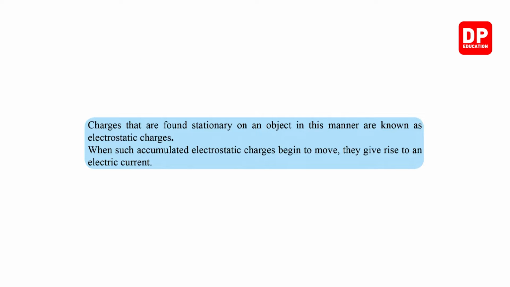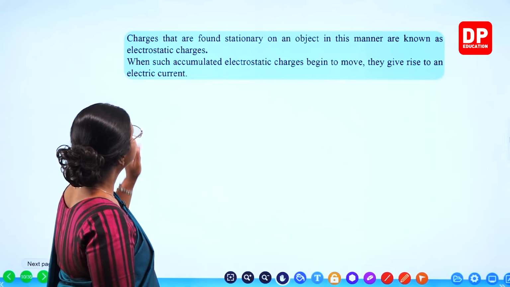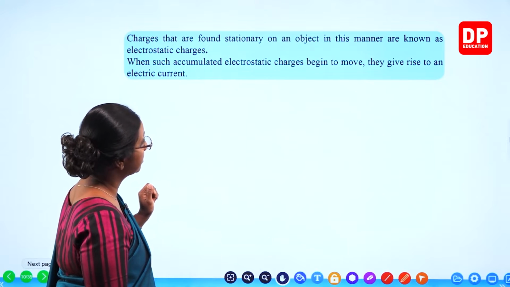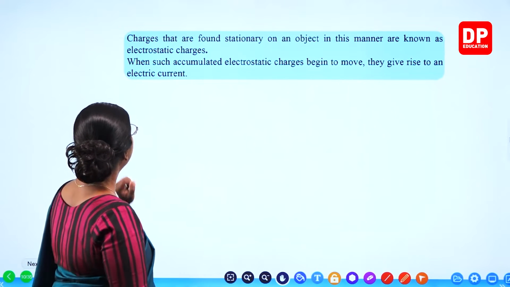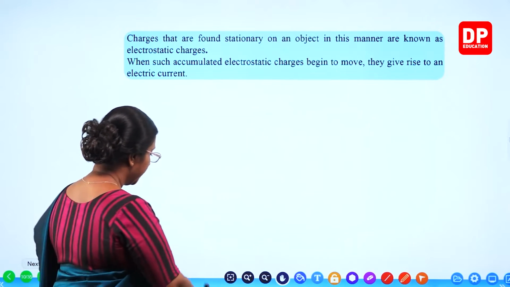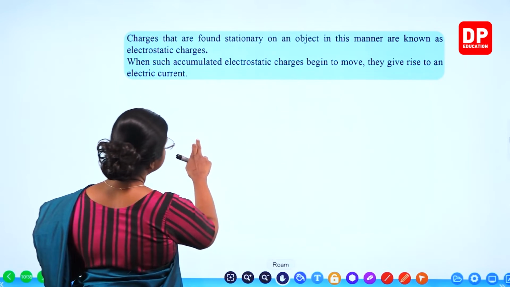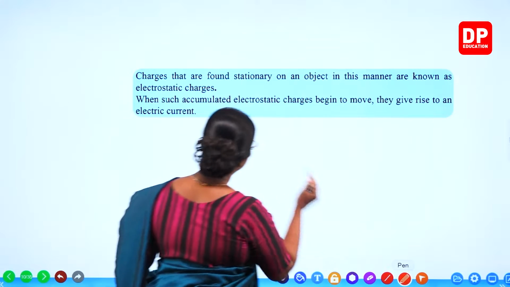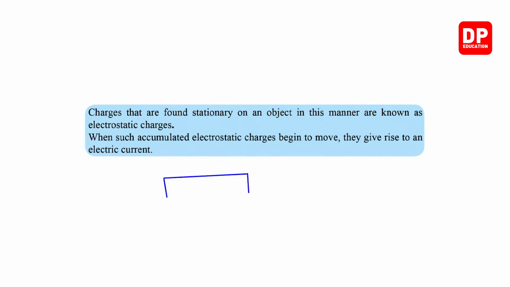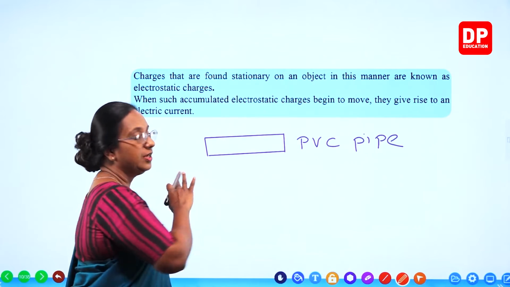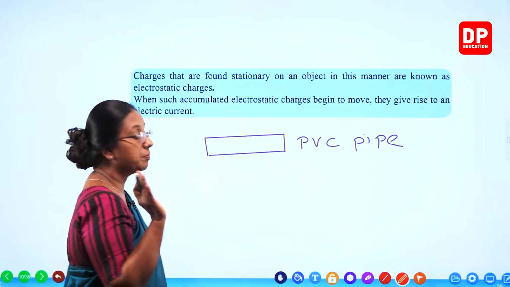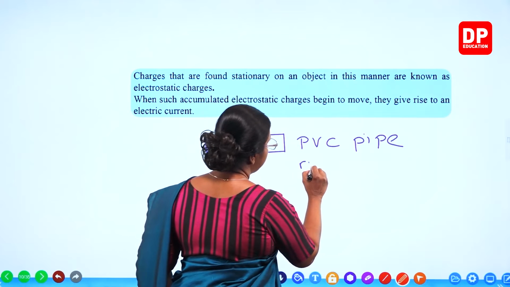Charges that are found stationary on an object in this manner are known as electrostatic charges. When such accumulated electrostatic charges begin to move, they give rise to an electric current. So, for example, now we have an object, let's say a PVC pipe. Now when you rub this PVC pipe with polythene, PVC pipe rubbed with polythene.